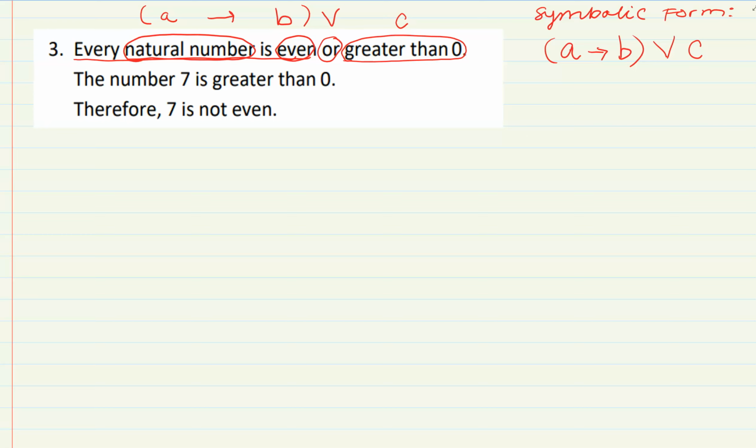Premise number 2 said number 7 is greater than 0. Greater than 0 is C. Therefore, 7 is not even. Not even means not B.